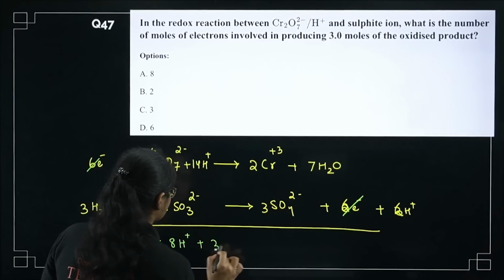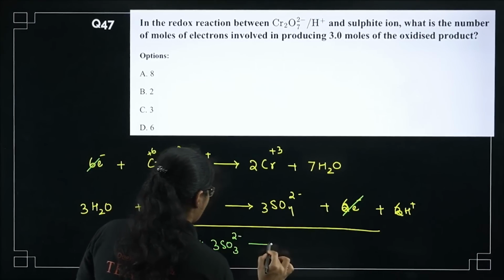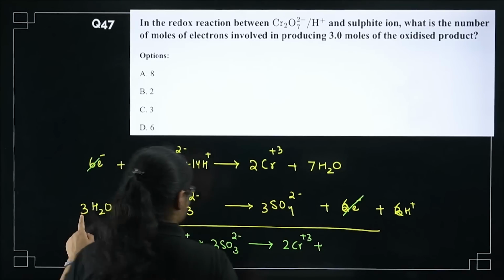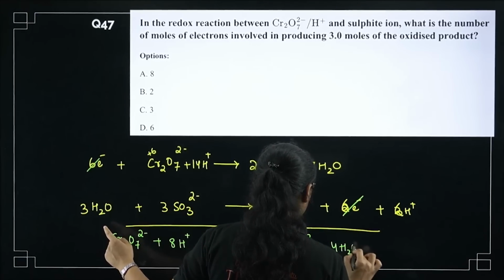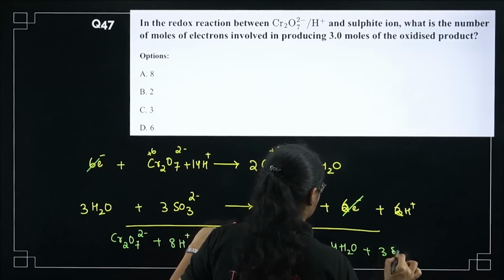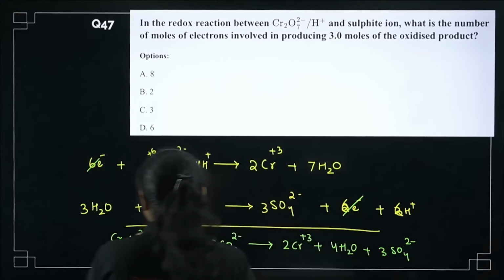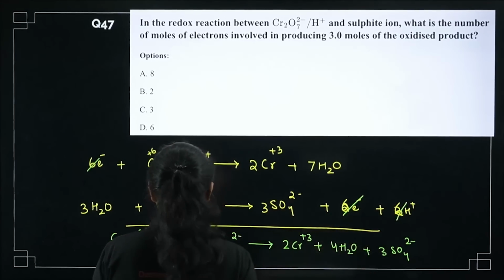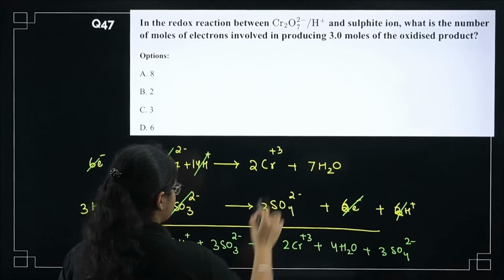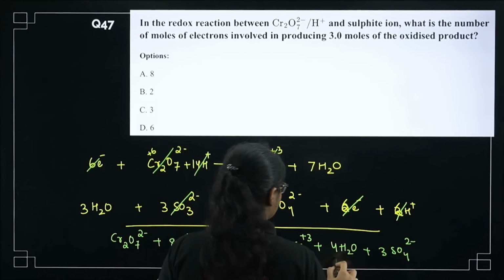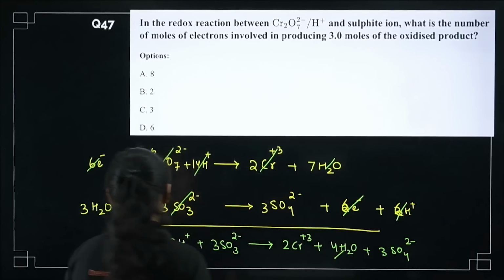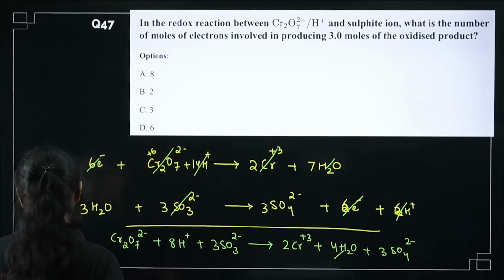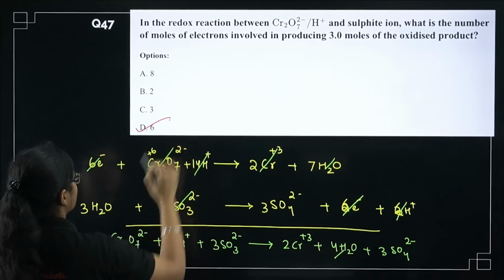Then I have 3 SO3 2 minus, and that will give me 2 Cr3 plus. 7 water plus 3 water, I will have 4 water. Then I have 3 SO4 2 minus. I think that is done. Cr2, then I have 14 minus 6, I have 8 hydrogen, then I have 3 SO3 2 minus, then I have 2 Cr3 plus, 7 minus 3, 4 H2O is there, and then 3 SO4. So what I can say, that for getting 3 moles of oxidized product, we need 6 moles of electron. So the correct answer here will be option number D.